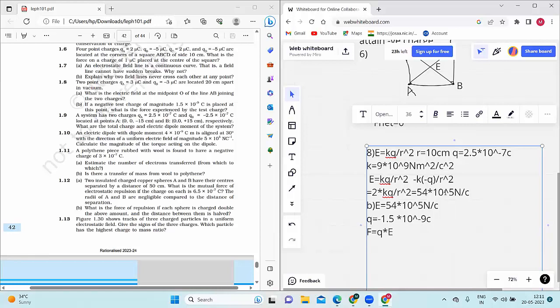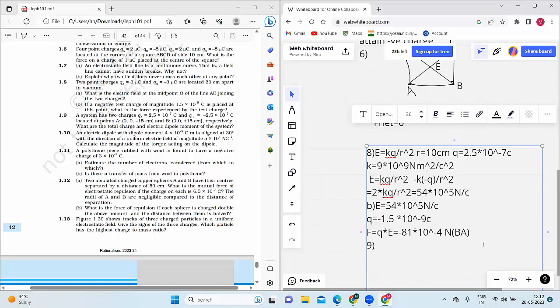So by using both the values, the value of charge and the value of the electric field, we will get the force as minus 81 into 10 power minus 4 Newton in the direction of D. As you know, the electric field and the force are all vector quantities.